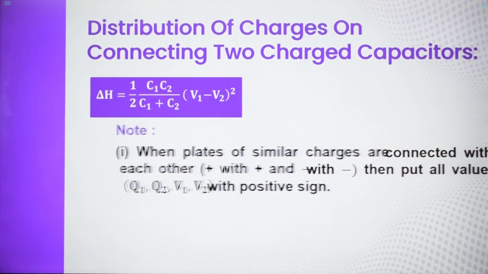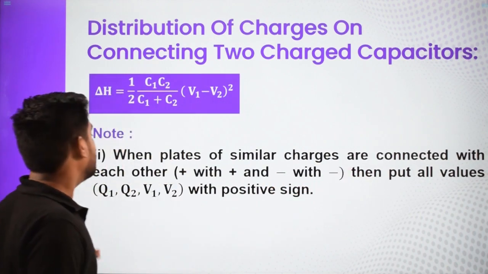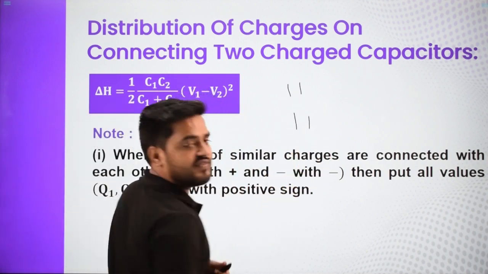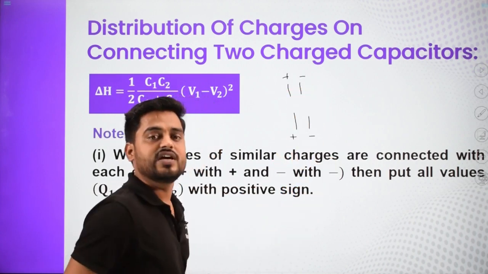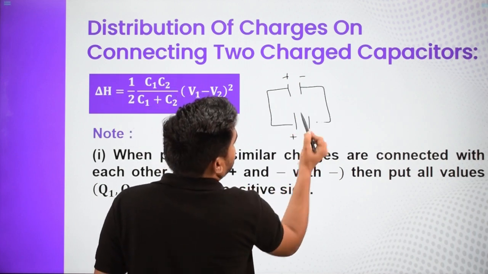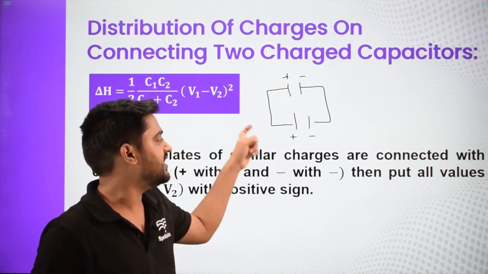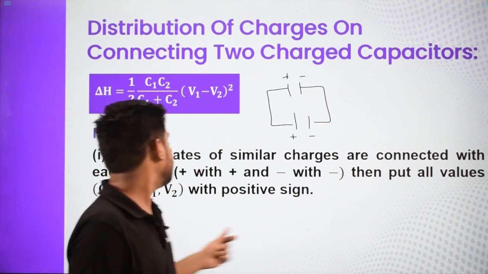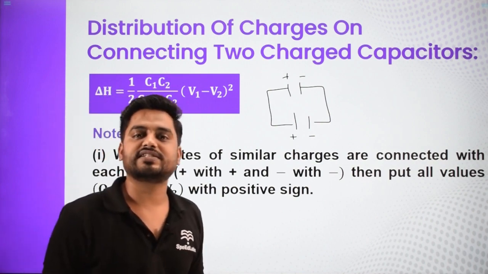There is a note: when plates of similar charges are connected with each other, like these two capacitors, they were already charged. This was positive, this was negative, this was positive, this was negative. Charges may be the same or different on them. When I connect them like this, positive with positive and negative with negative, then put all the values Q1, Q2, V1, V2, C1, C2 with just the positive sign.